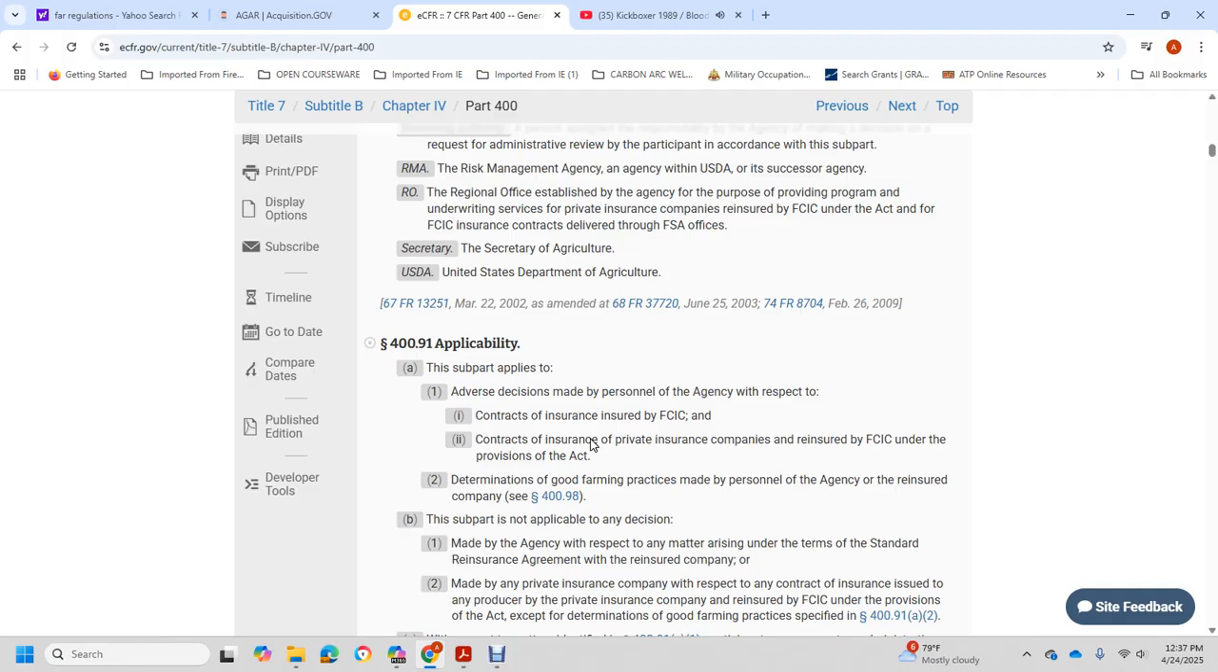Termination of good farming practice may be determined by the person or the agency reinsured with the company, with the subpart applicable to the decision made by the agency with respect to the determination arrived at the end of the term of the reinsurance agreement with the reinsurance company.